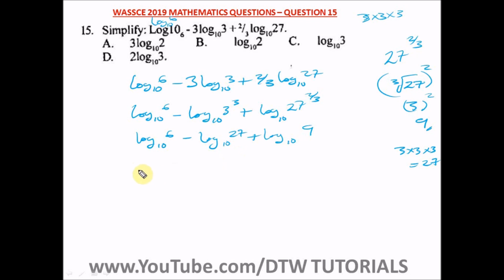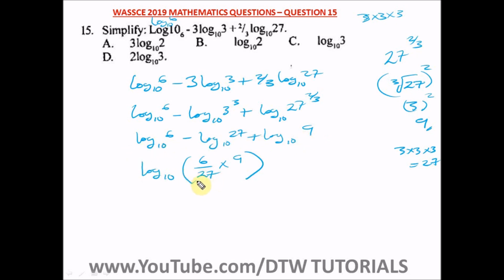From here now we can easily bring out our log base 10. Remember, in logarithm, when you have a negative sign it is division, so we have 6 divided by 27, and when you have a positive sign, it's a multiplication, times 9. You know why I brought out this log 10? It is because it is common to everything here.